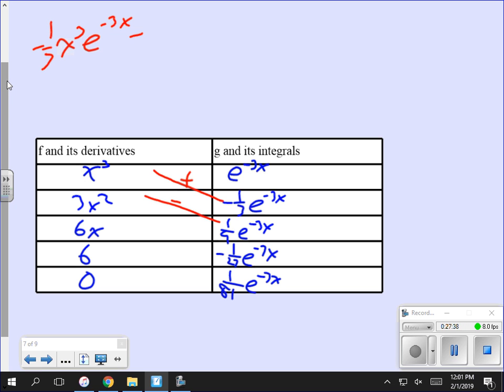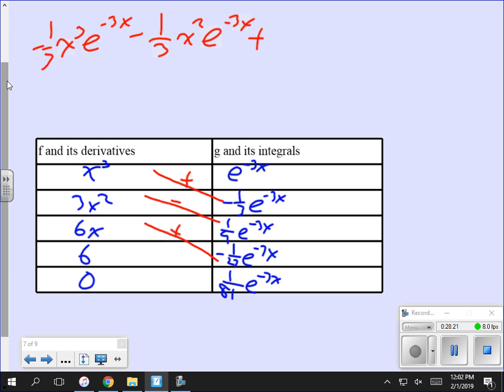3x squared times 1/9 e to the negative 3x. The 3 times the 1/9 gives me 1/3 x squared e to the negative 3x. Same thing. 6x times negative 1/27 e to the negative 3x. And it would be plus that, plus minus, plus minus, plus minus. So it's easy to remember that. The first one is the same, the second one's a minus, plus minus. So it's plus this, minus whatever those two things are, plus whatever these two things are multiplied together.